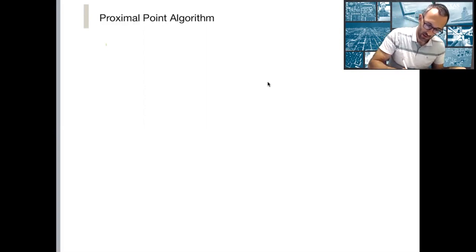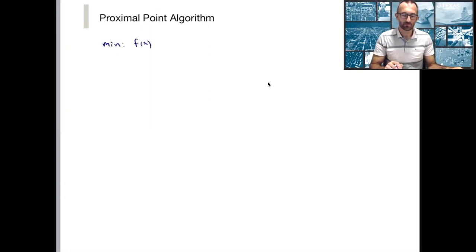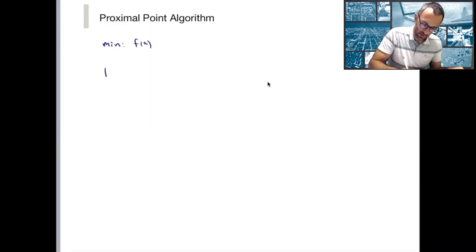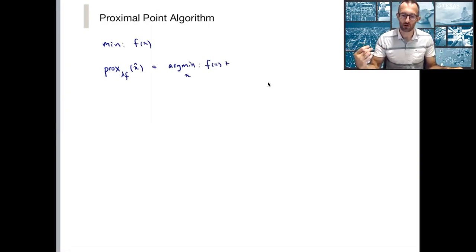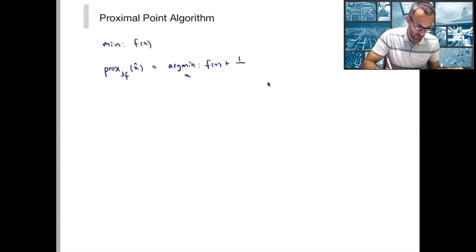So the problem I'm always trying to solve is minimize f of x. And recall that the prox operator, I'll put a hat here, is defined as the argmin over x of f of x plus this proximal term, which keeps you not too far from the argument of the prox operator, 1 over 2 lambda times the norm of x minus x hat squared.